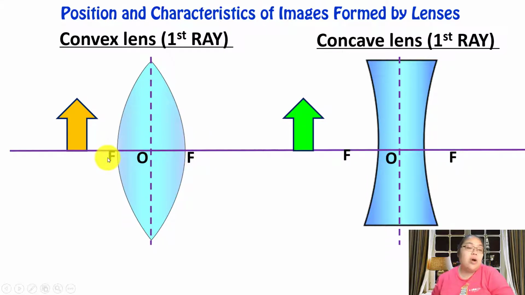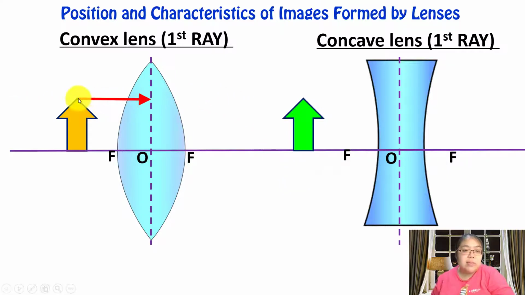So from here, normally for the convex, we are using the behind one. Behind is the positive one, so the in front is negative. For the concave, we use the in front one. This one is negative. Okay, let's see how to draw the first ray.